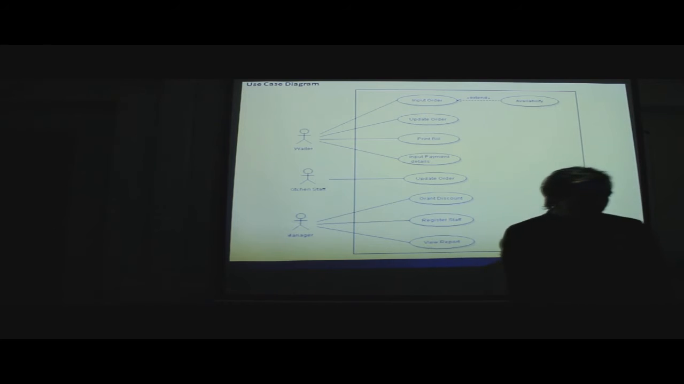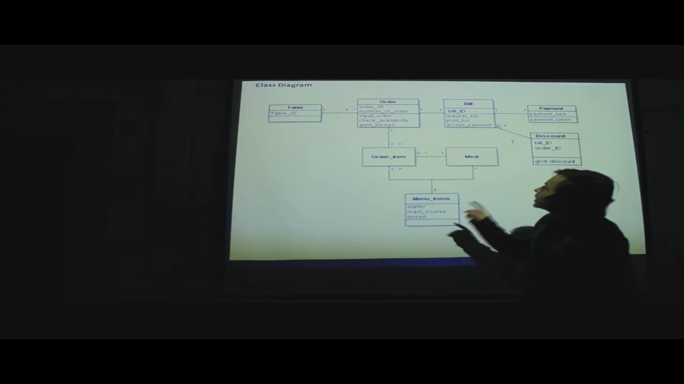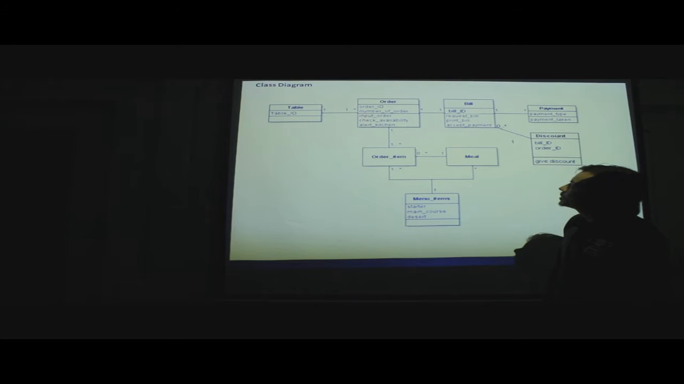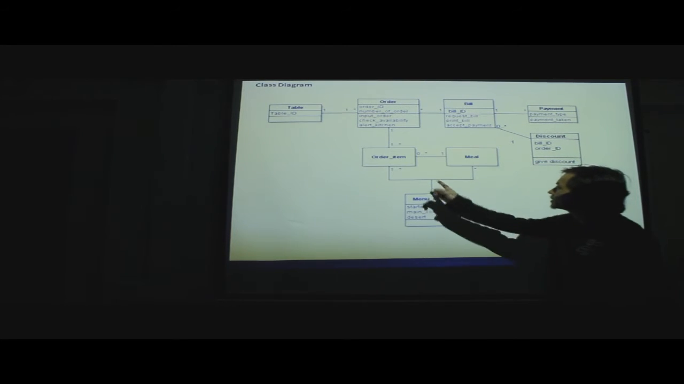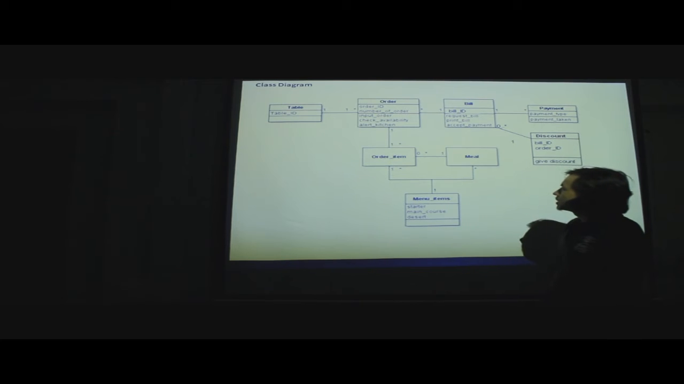The next we have is the class diagram. In the class diagram there are classes like table, order, bill, payment, and discount. When the customer orders, the order items go into the order. There may be many order items, like the drinks and meals, and the order is made up of many menu items. The relationship between the order item and the menu item is very important.